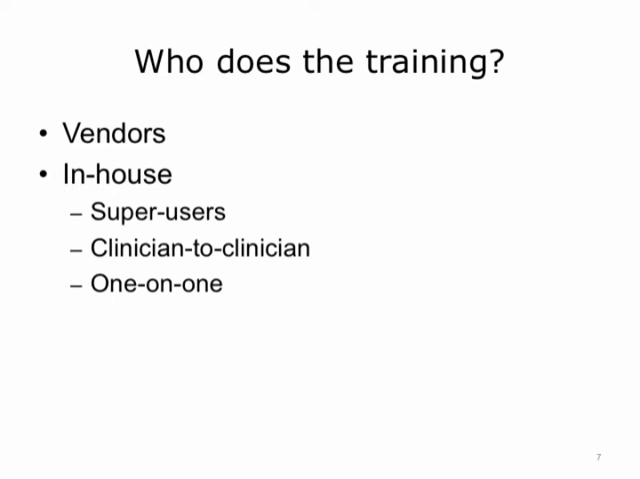There are super users. These are clinicians or staff who are given extra training so they can help other people on the clinical floor use the system. Clinicians can train other clinicians. In this way, they are very familiar with the clinical procedures and the workflow of the clinic and can help each other. And also, as we discussed, one-on-one and small group trainings, which can be provided by a professional trainer.